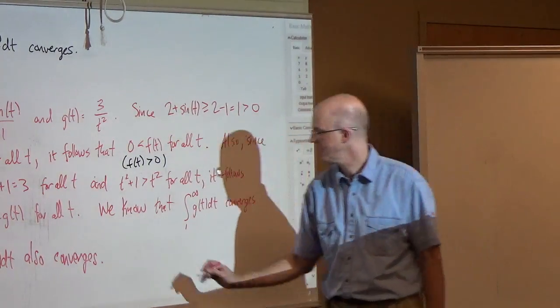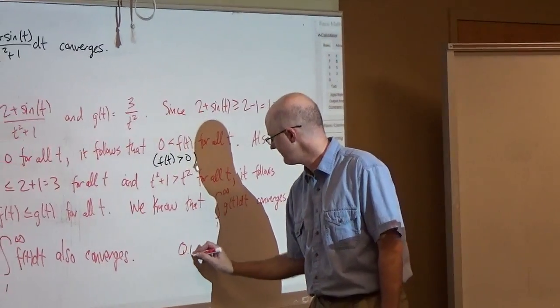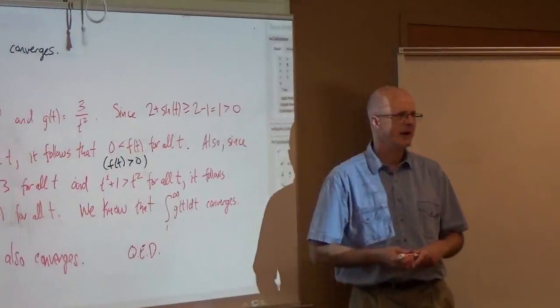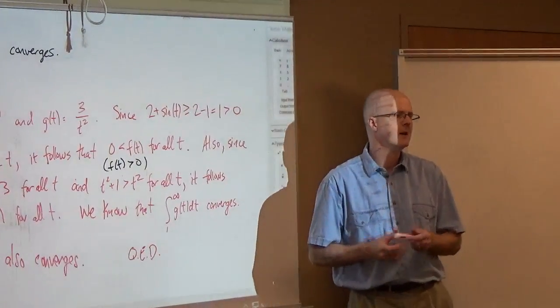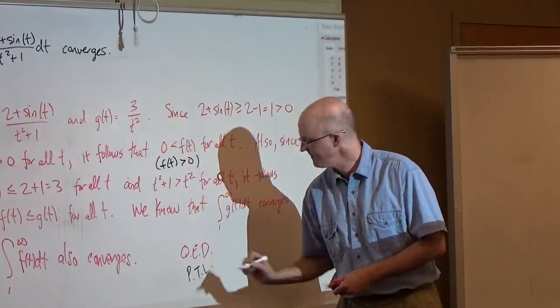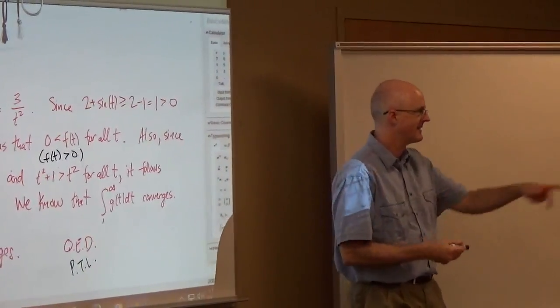There's a real formal proof using the comparison test that the improper integral we're interested in does converge. When you finish a proof, commonly mathematicians start talking in Latin and putting QED, quod erat demonstrandum, meaning I'm done. Or Christian mathematicians often put PTL, praise the Lord. Either way is okay. Question?